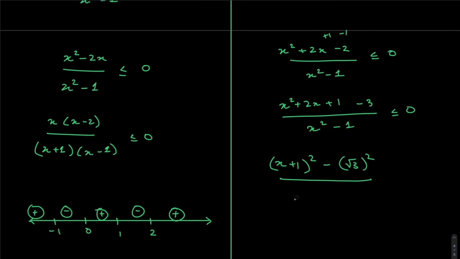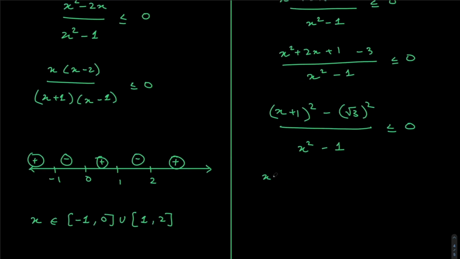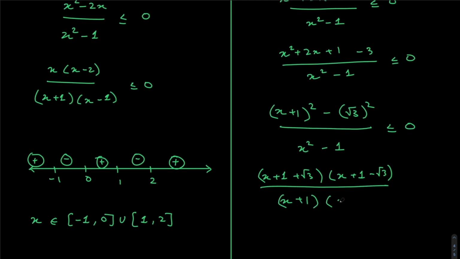This is a tricky part, right? If you've seen this for the first time, it's okay, but you can expect something like this for sure. Now you can see this is in the form of a squared minus b squared, so there I'm going to create factors. So I'm going to say x plus 1 plus root 3, and then x plus 1 minus root 3. And obviously I'm going to have x plus 1 times x minus 1 less than or equal to 0, right?